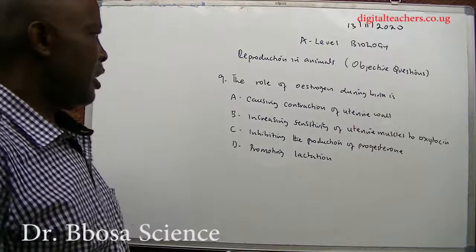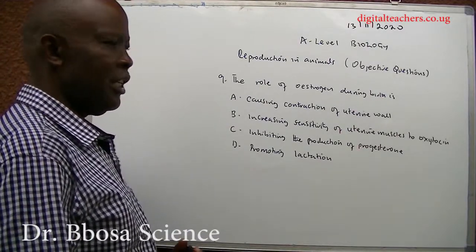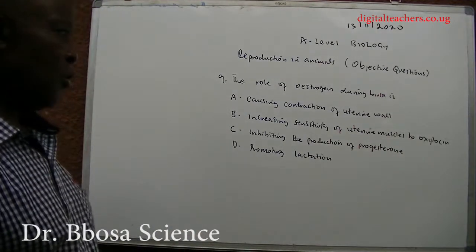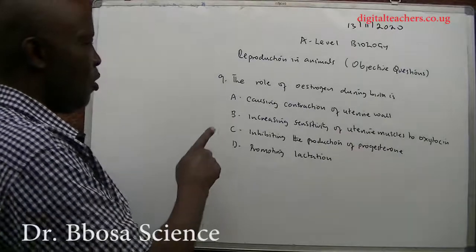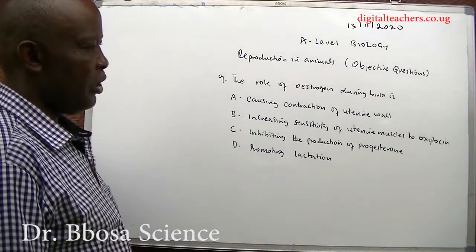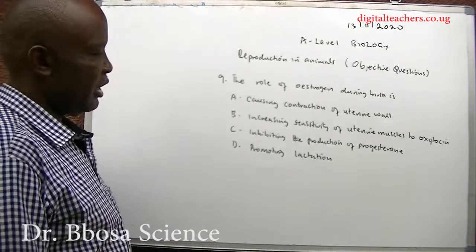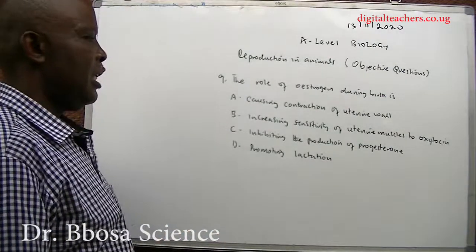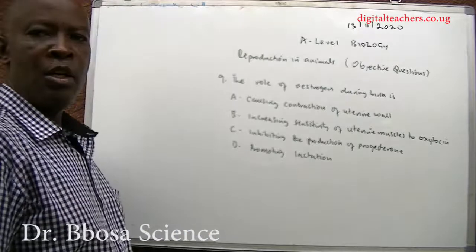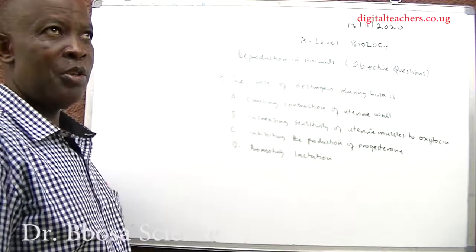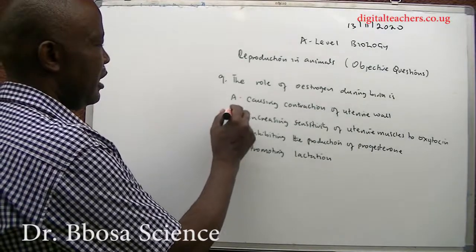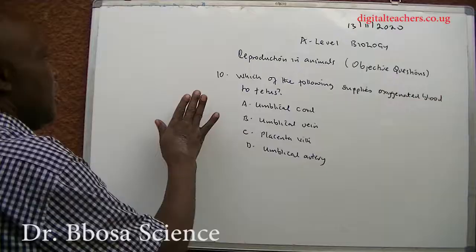Number 9. The role of estrogen during birth is A. Causing contraction of uterine wall. B. Increasing sensitivity of uterine muscle to oxytocin. C. Inhibiting production of progesterone. D. Promoting lactation. You can pause and answer. The answer is B.